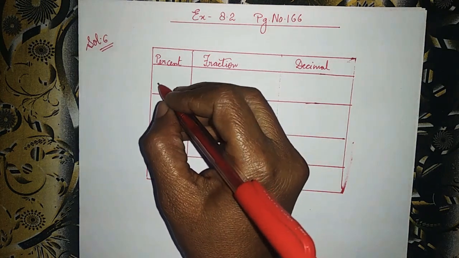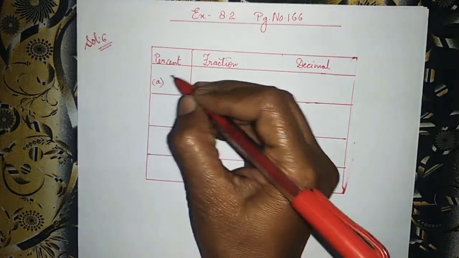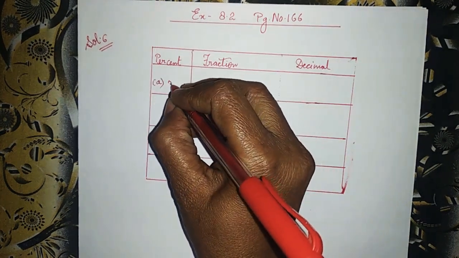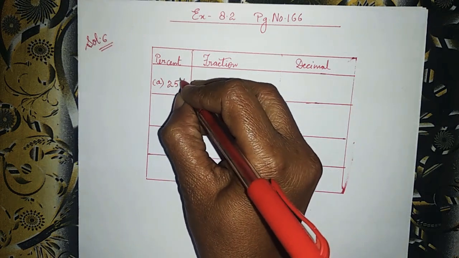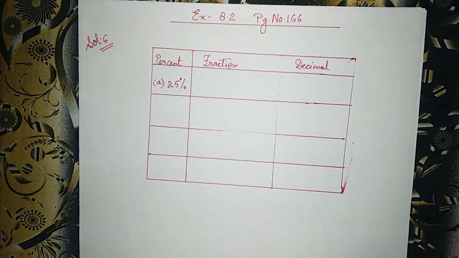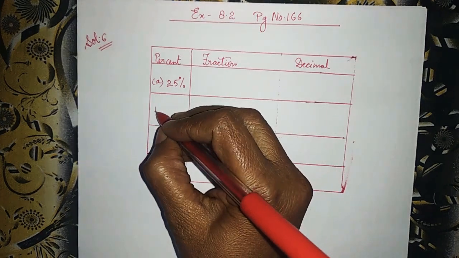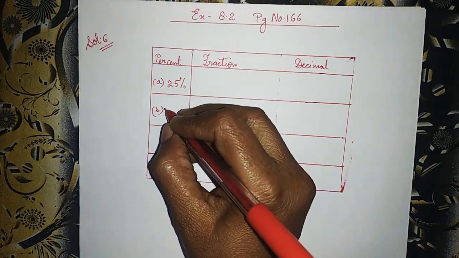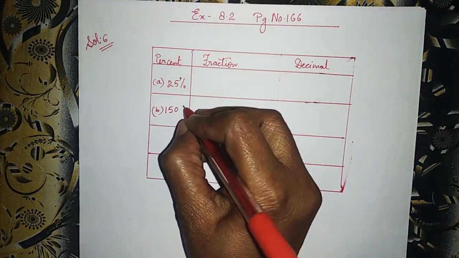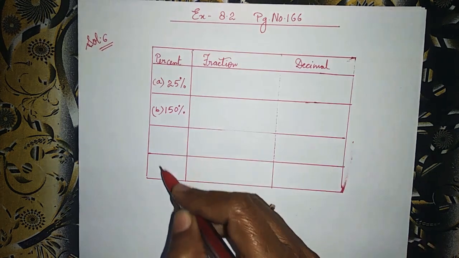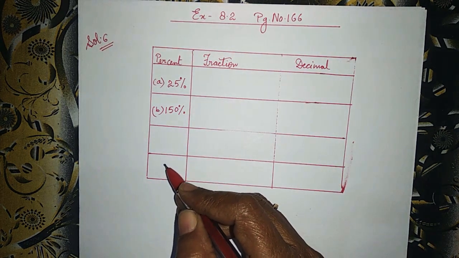The first percent is 25% and the second is 150%, and C and D part you have to solve yourself.